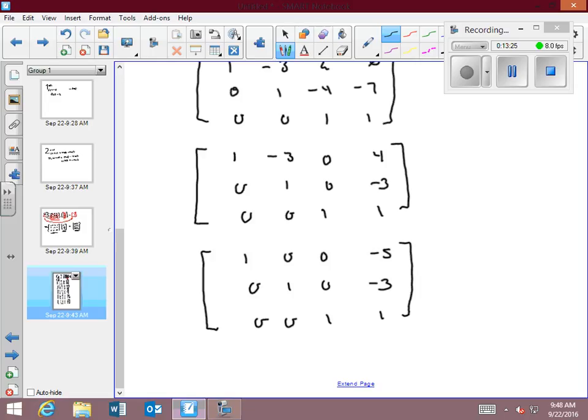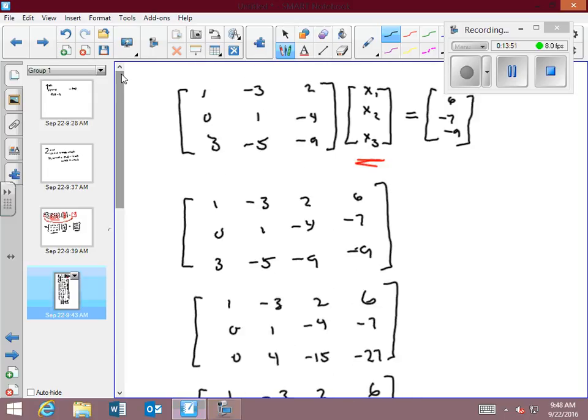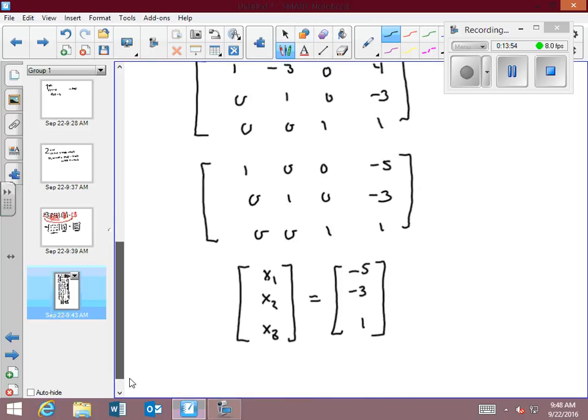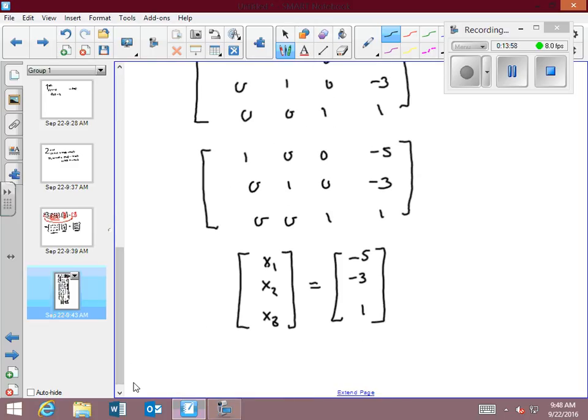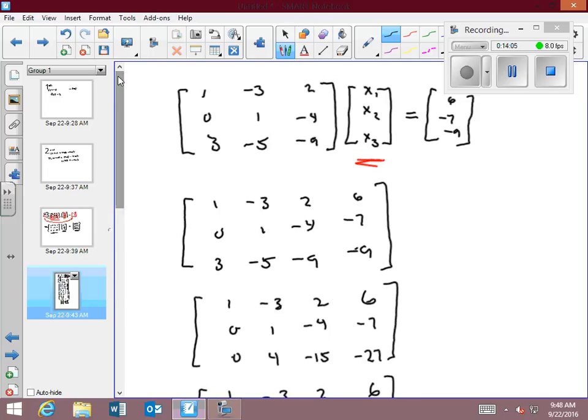Okay, so what we found is that x1, x2, x3 is equal to minus 5, minus 3, 1. And the interpretation is that this A matrix is taking the minus 5, minus 3, minus 1 vector in R3 and transforming it into R3 space, which gives us 6, minus 7, minus 9. So A is that, and that's what the interpretation would be.